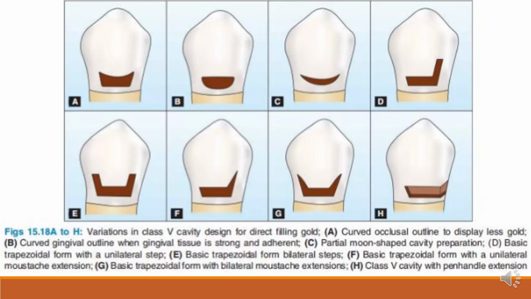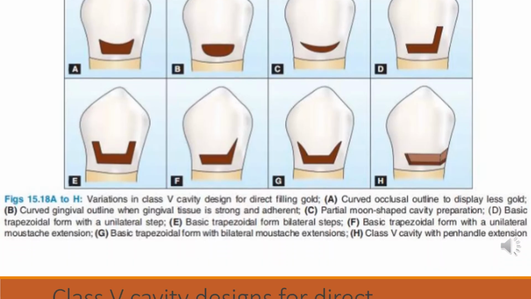Fifth one shows basic trapezoidal form with bilateral steps. Sixth one shows basic trapezoidal form with a unilateral mustache extension. Seventh one shows basic trapezoidal form with bilateral mustache extensions. And the last one shows class 5 cavity with panhandle extension.